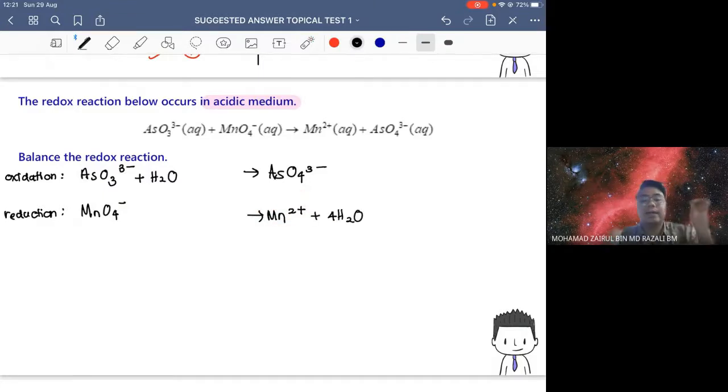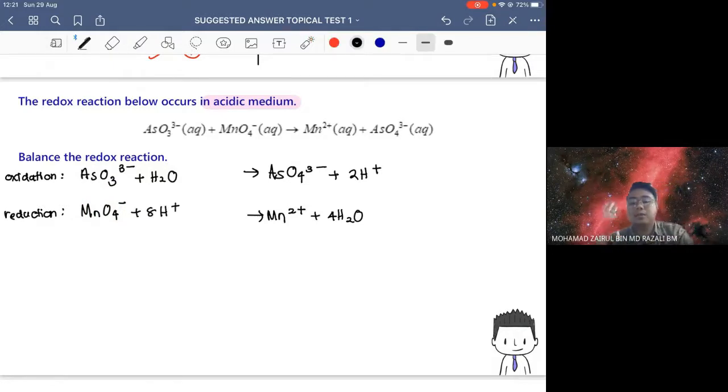And then kita akan balance hydrogen. Cara nak balance hydrogen adalah kita akan tambah H plus on the deficient side. Okay. For oxidation, we have 2 hydrogen on the reactant side and 0 on the product side. So we add 2H plus. Okay. For the reduction, we have 8 hydrogen on the product side and 0 hydrogen on the reactant side. So we need to add 8H plus.